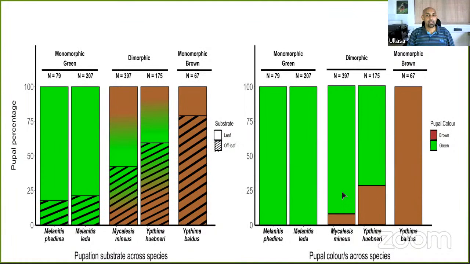And there's a nice correlation. The species which have only green pupae pupate predominantly on leaves. So there's a very small proportion that are away from the leaves. If you take the brown species, this pupates predominantly on off-leaf substrates, on the soil, the rock, stem, and so on, very few of them on leaves. In the two species which have both green and brown pupae, the one that has a higher proportion of brown tends to have a higher proportion of off-leaf pupation. The other one has a smaller proportion of off-leaf pupating pupae. So there's a very nice correlation between the color of the pupae and their pupation behavior, where they choose to pupate.